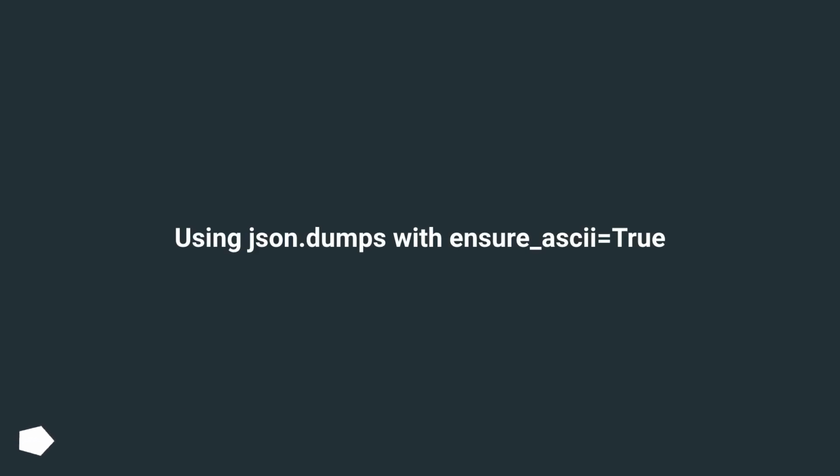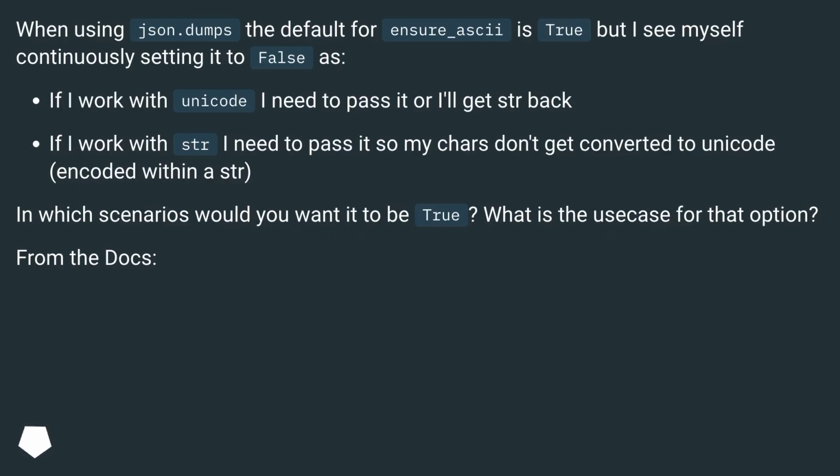Using json.dumps with ensure_ascii equals true. When using json.dumps, the default for ensure_ascii is true, but I see myself continuously setting it to false.